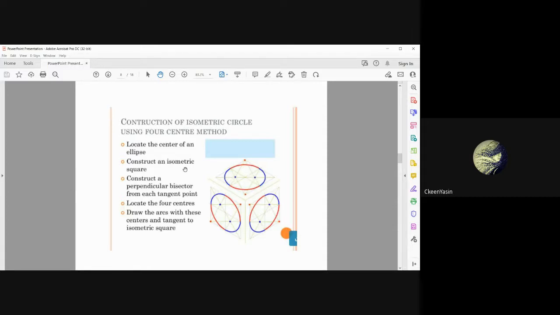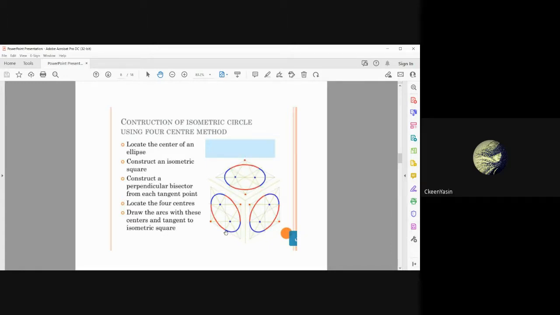And then construct an isometric square, this is a square, and then construct a perpendicular bisector from each tangent point. Then you locate the four centers, and then you draw the arc. Draw the circle, and you get a shape like this. If you have something flat, horizontal, you draw the square like this, and then you draw a circle. So it will look something like this.